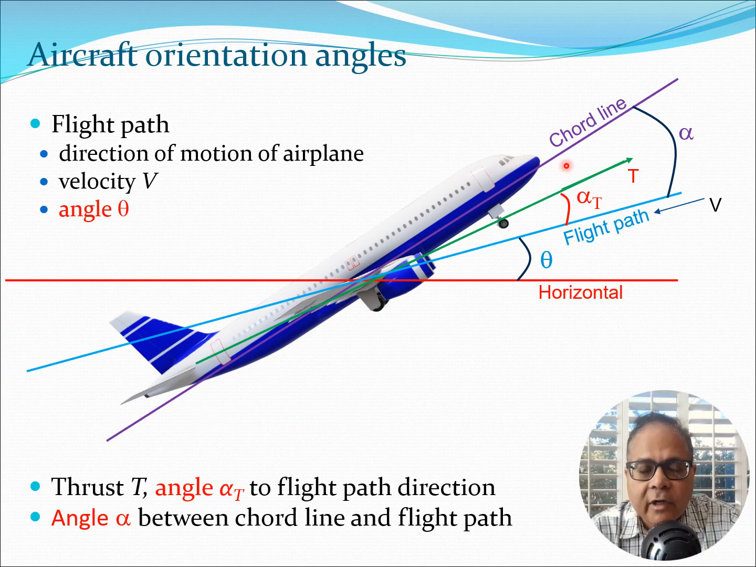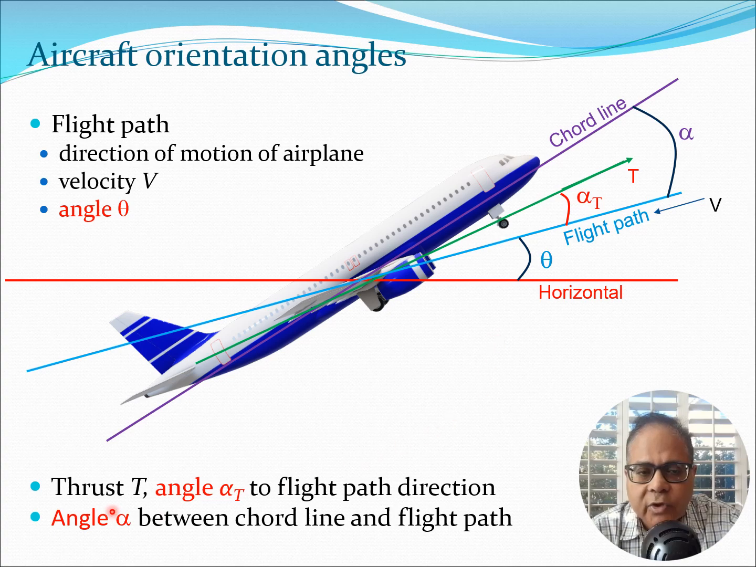So here I have drawn an aircraft which is essentially like a typical civilian jet. So let's look at it. Now the first thing we need to consider is the flight path. And the flight path is essentially the direction of motion of the airplane, and we assume this direction of motion is with some velocity v. So you can see here that there is the horizontal in red and the flight path in blue, the velocity v in the direction of the flight path, and this angle between the horizontal and the flight path is given by theta. So that essentially defines the flight path of the airplane.